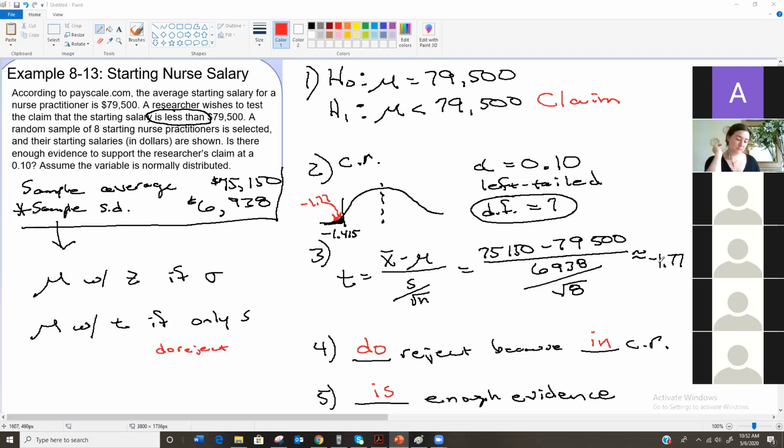So negative 1.7. Yeah, this is right. I don't know where that other number came from. Oh, I see it. In step 4, make the decision, since negative 0.773, it should be negative 1.773.